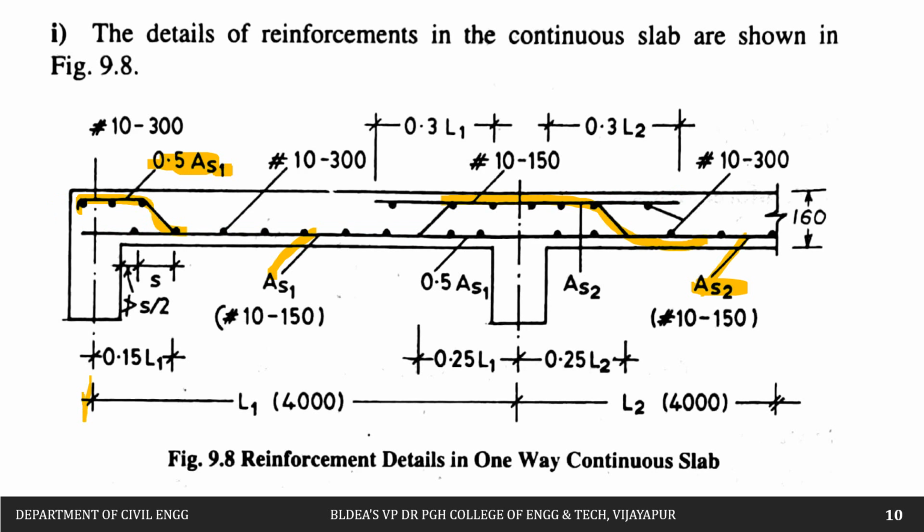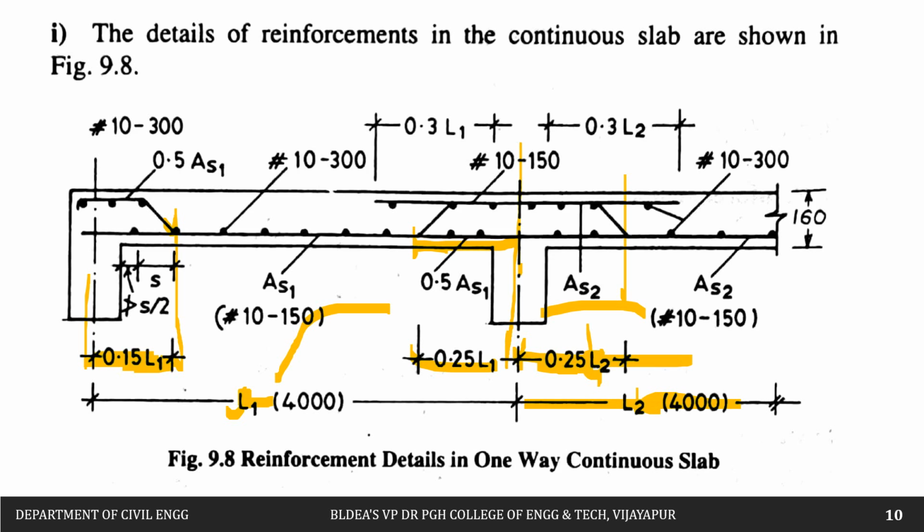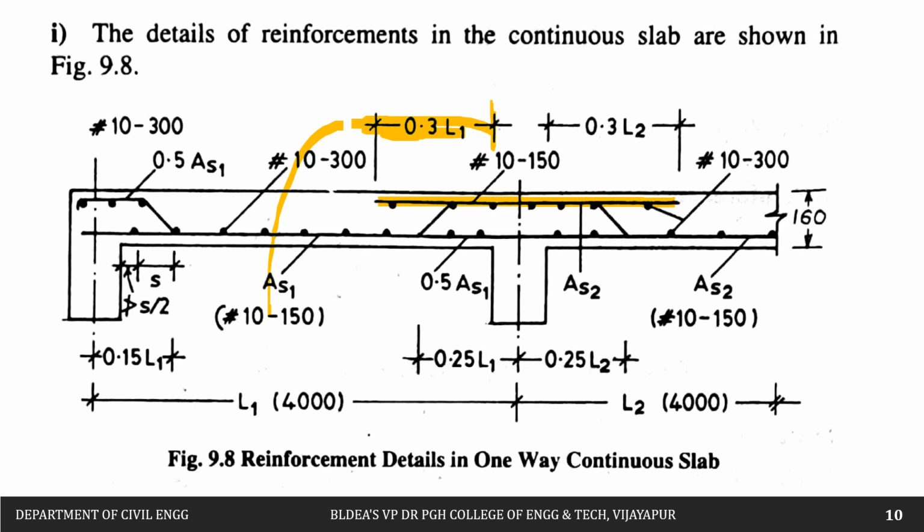Then next, the span center to center is 4 meters. So from the center of the support till this bent up it will be 0.15 L, and from the interior support it will be 0.25 L1, as this one is L1. Similarly on this side it will be L2, as this distance will be L2, that is 0.25 times L2 we have. Then next is top reinforcement. Here this extra projection what we are going to have will be 0.3 times L1, as this is L1, and 0.3 times L2, as this is L2.